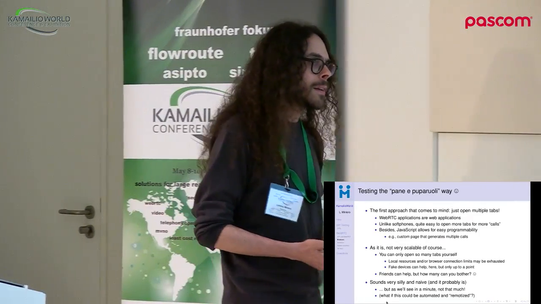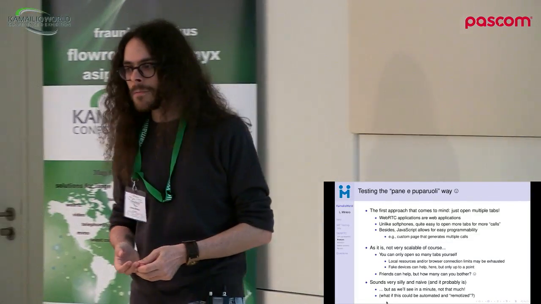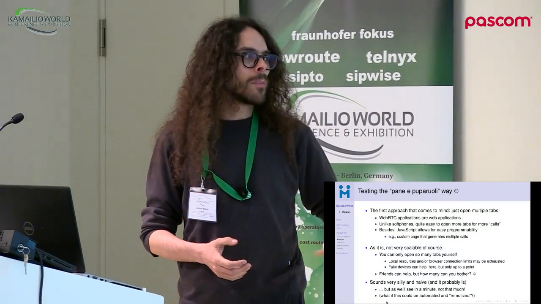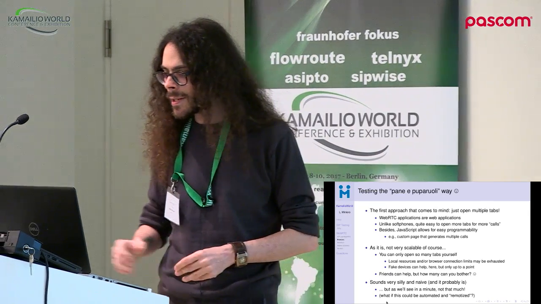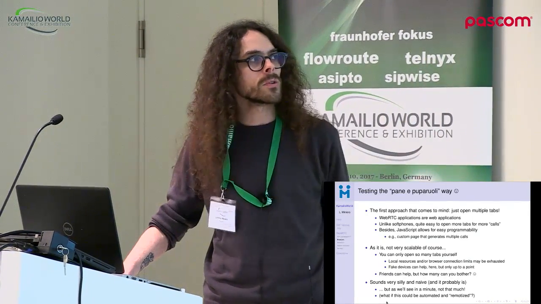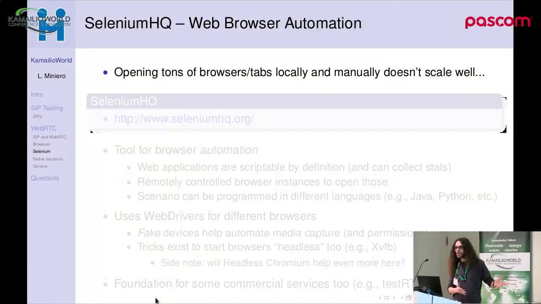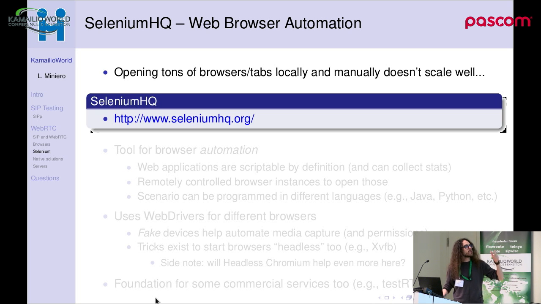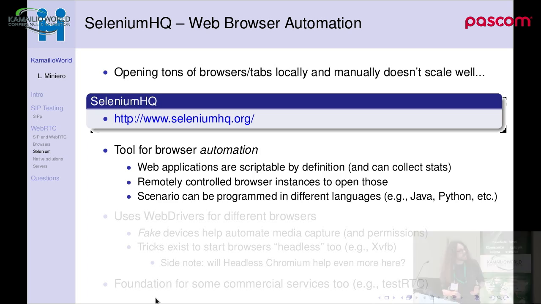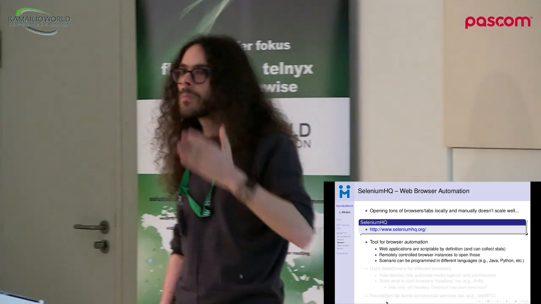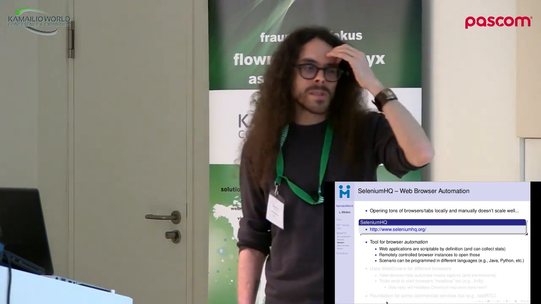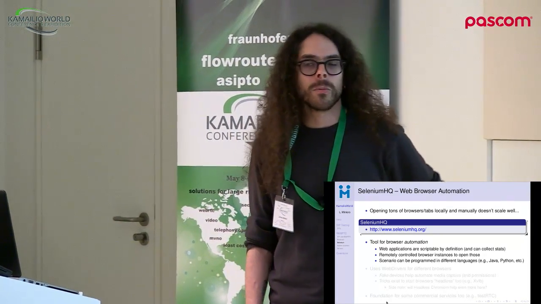So, as you may have understood, this is actually very silly and very naive, but it's a good starting point to do something more efficient, as we'll see, especially if you find a way to automate and remotize all of this, which is exactly what I'm going to talk about now, the so-called Selenium HQ, which is a tool that basically allows you to do remote browser automation, which means what? It basically means that, considering that web applications are scriptable by definition, and most importantly, they can also collect statistics, which is also important, for instance, for the question that one person in the audience asked Giacomo during his presentation.